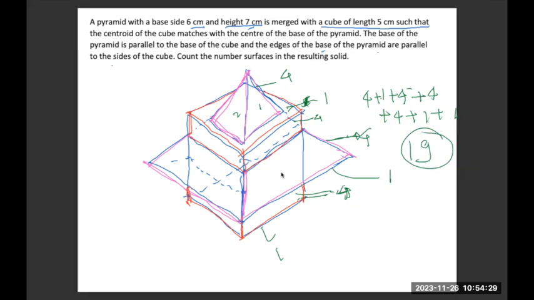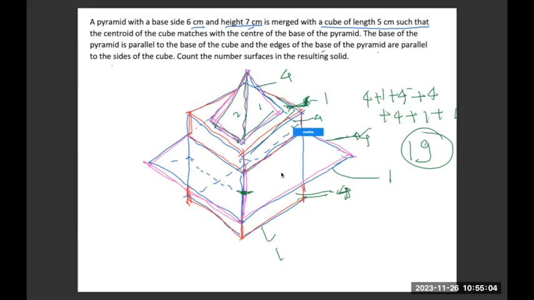So in this case, this is the resulting solid. I have drawn the cube in red for you to see, and I have drawn the pyramid in pink. The centroid of the cube will fall somewhere around this point, which also happens to be the base of the pyramid. So when I count the surfaces, the top pyramid, which is jutting out, this part, will have 4 surfaces. The next is the base top surface, which will be 1 surface.